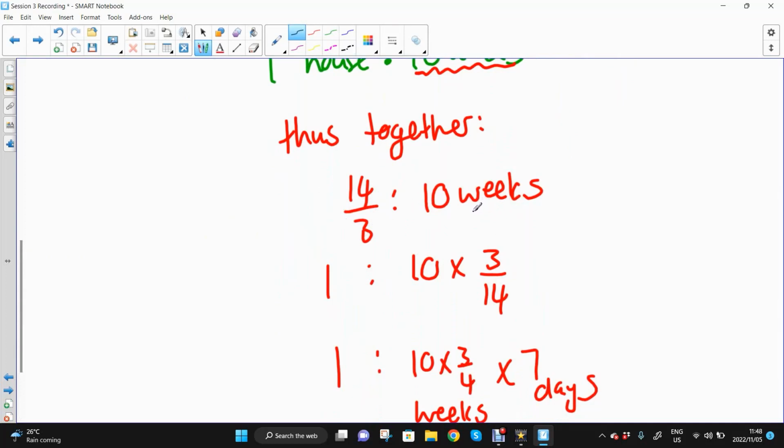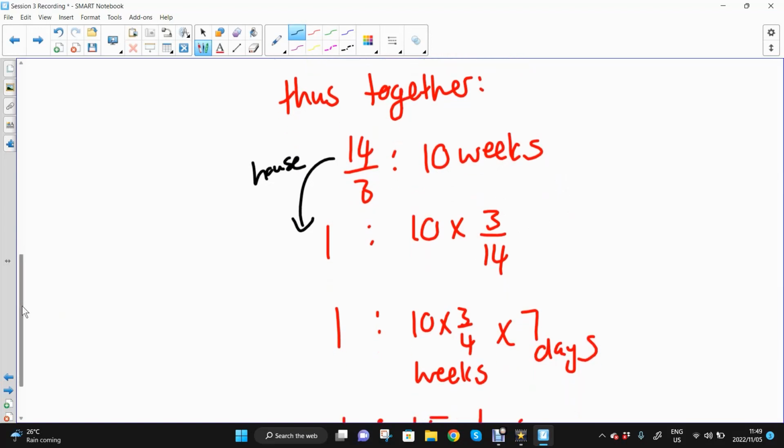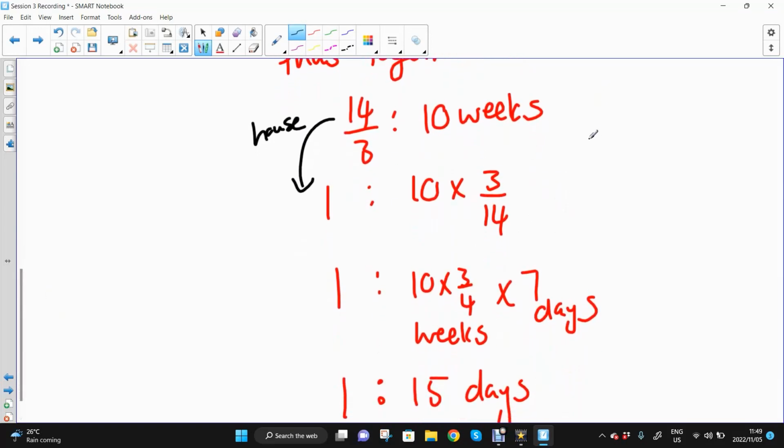So how long will it take them to build one house? You see, that's what I needed to work out. One house, how do I get this to one house? I need to divide it by 14 over 3. Do the same with the amount of weeks. So divide that by 14 over 3, which is the same as timesing it by 3 over 14.